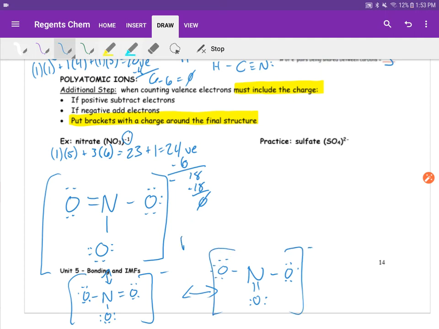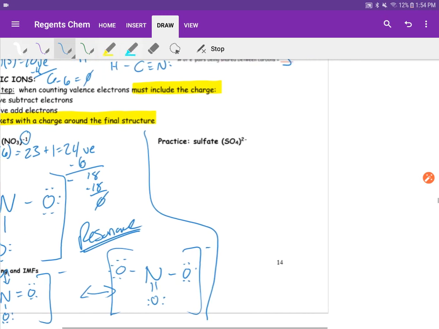Guys, this is called resonance. This is an AP concept. We will talk about it throughout the year a little bit. But resonance just means that you can have multiple structures, multiple locations of electrons simultaneously. So all 3 of these structures are actually occurring at the same time. Those electrons are constantly moving. So resonance, be on the lookout. That could be a prize question or a bonus question. Just throwing it out there.